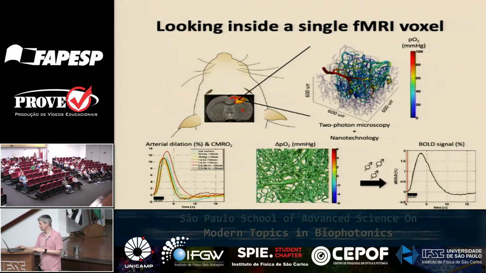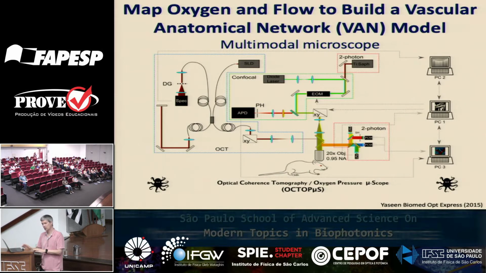the next 20 minutes. Okay, so to do this, we had to build a multimodal microscope that Sava Sakadzik and Abbas Yassin spent several years building. They affectionately called it Octopus because it was multimodality. It had 8 different components to it. So Octopus, though, stood for Optical Coherence Tomography Oxygen Pressure Microscope. I thought that was very clever of them. But it combines OCT, two-photon microscopy, confocal microscopy, laser speckle contrast imaging, and a few other things.